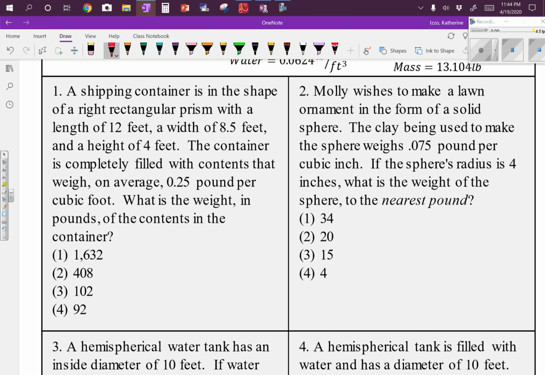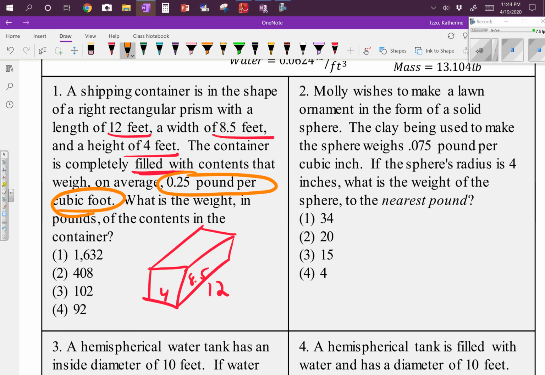We've got a shipping container that is 12 feet by 8.5 feet with a height of 4 feet. So we got a nice shipping container. Let's draw the shipping container. It's beautiful. 12, 8.5, and 4 feet. The container is completely filled with contents that weigh on average 0.25 pounds per cubic foot. That right there is our conversion. So we have to start by doing the volume. Then we start in on the conversion.